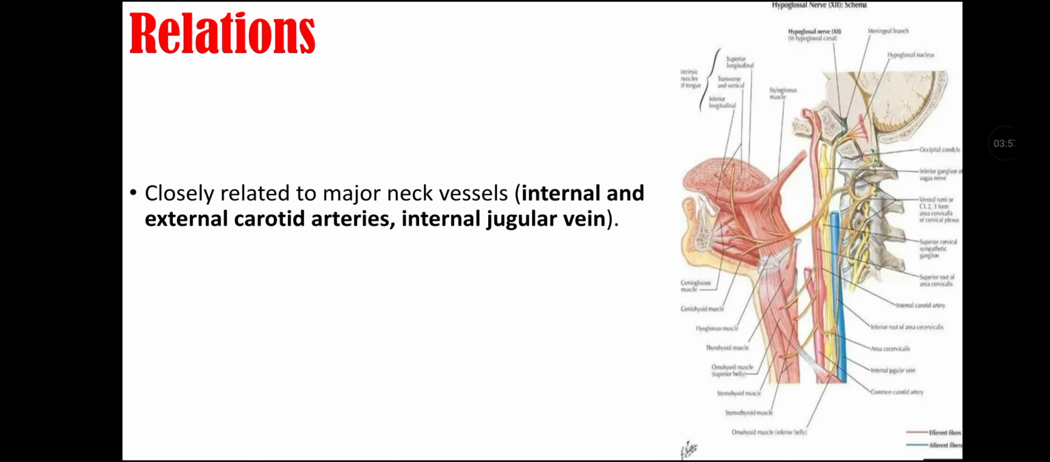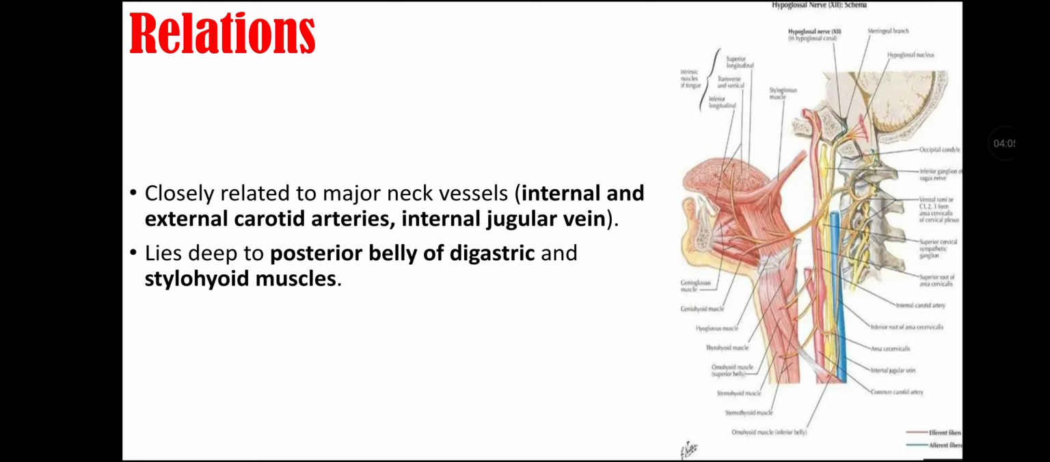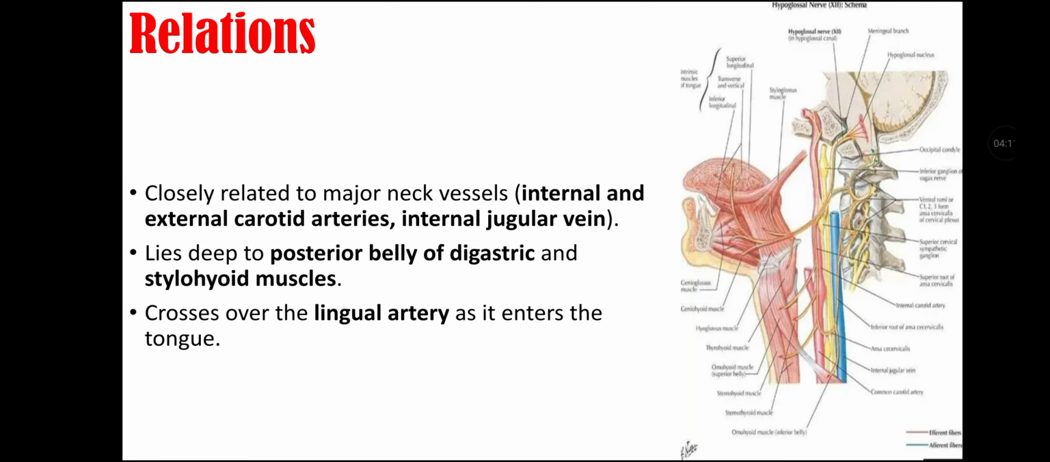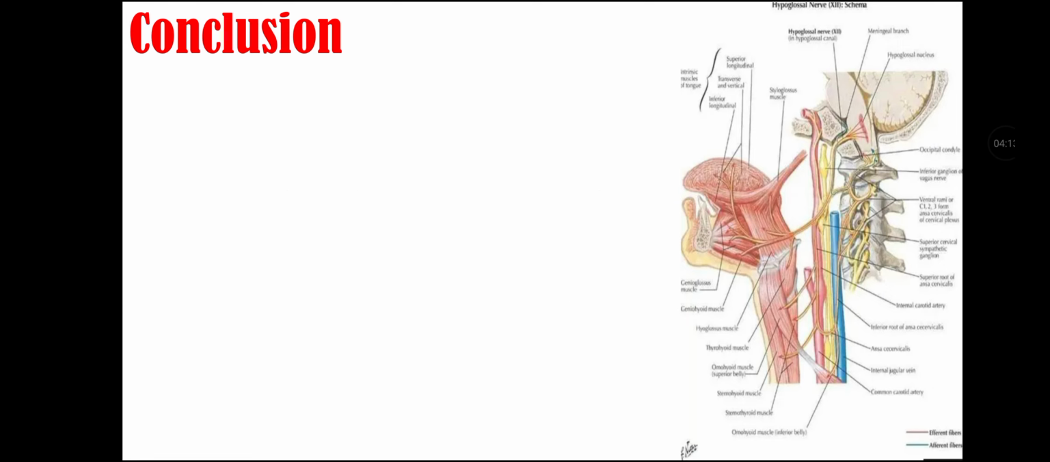Relations of hypoglossal nerve. It is closely related to major neck vessels that include external and internal carotid arteries and internal jugular vein. It lies deep to posterior belly of digastric and stylohyoid muscle. It crosses over the lingual artery as it enters the tongue.